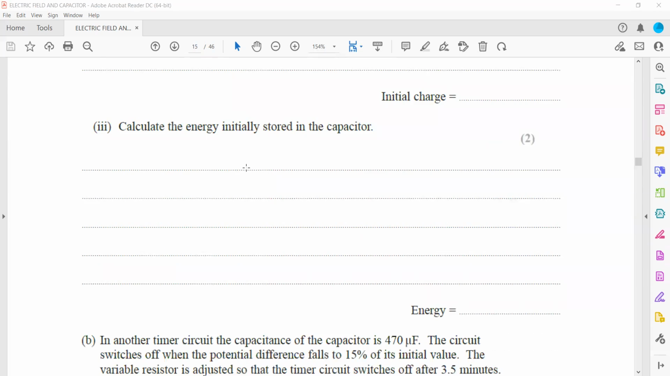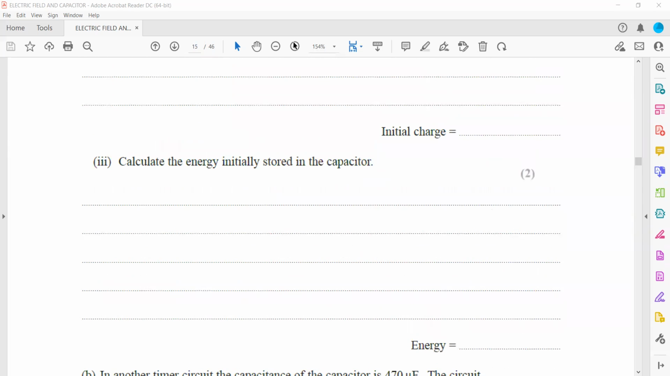Then calculate the initial energy stored in the capacitor. So how much energy is stored? That is given by a formula. Energy stored is equal to half the total charge times the total voltage, like the initial charge. So the maximum charge on this capacitor is 0.316, and the voltage across the capacitor is 19.7. So the total energy stored in the capacitor is 3.08 joules.